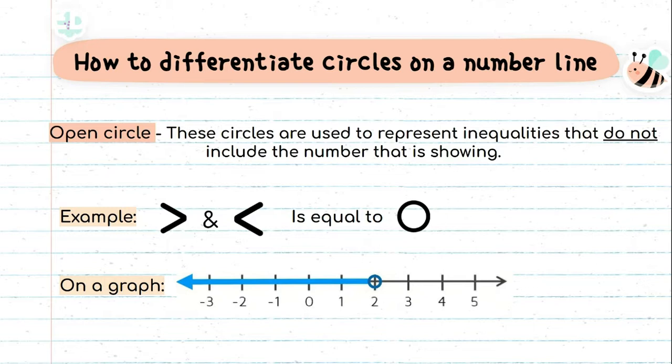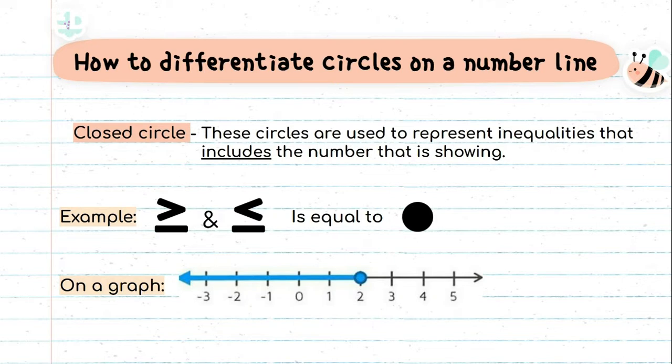On a graph, the open circle will be plotted on top of a number, and if the direction of the arrow goes to the left side, it means that the value will be less than, and when the direction of the arrow goes to the right side, then it will mean that the value will be greater than.